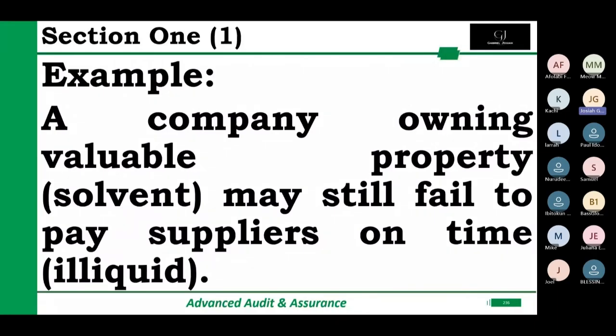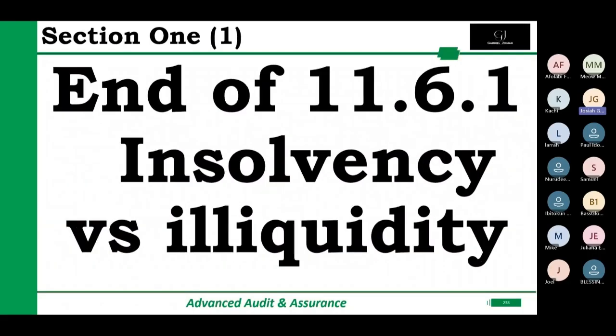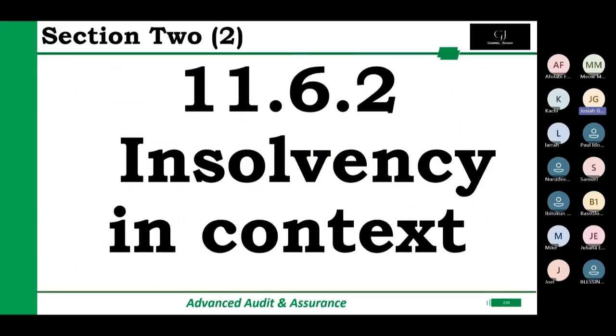So, for example, a company owning valuable property could be solvent and may still fail to pay suppliers on time, maybe monthly suppliers, and that could speak to illiquidity. You have property that is above your liabilities, but you don't have cash to pay suppliers that give you raw materials to provide the goods and services you provide. It's an example. So take note that the winding up process differs depending on whether the company is solvent or insolvent. So take note of that. And that's the difference between insolvency and illiquidity, very practically.